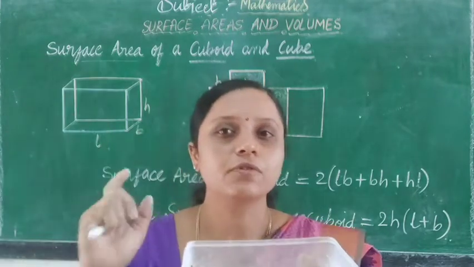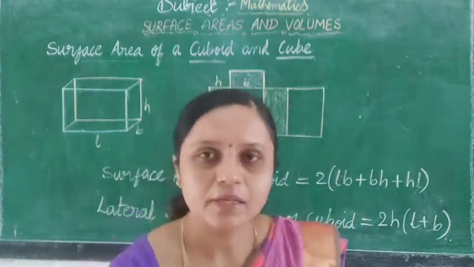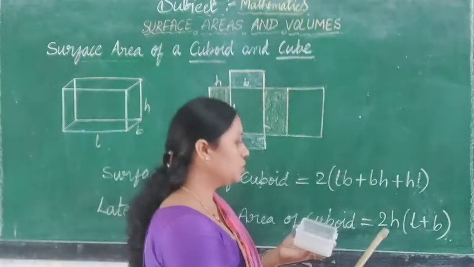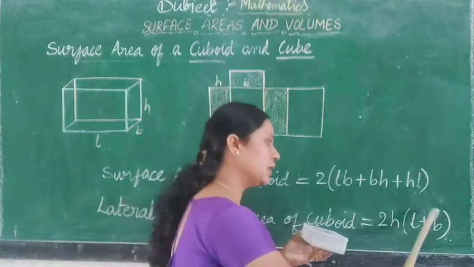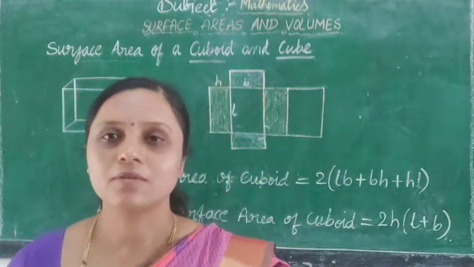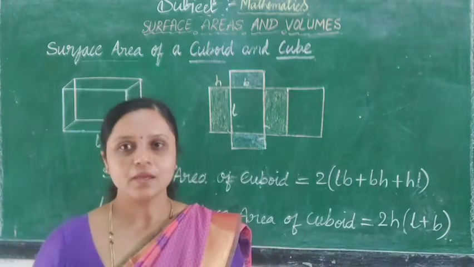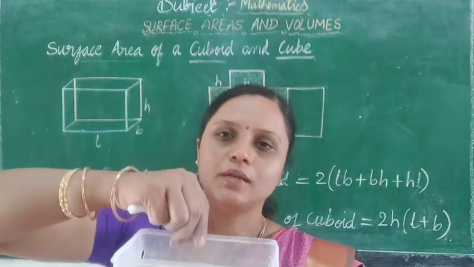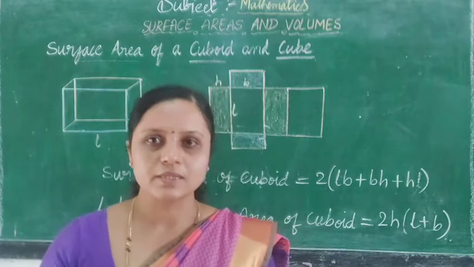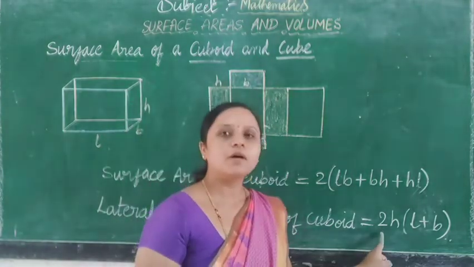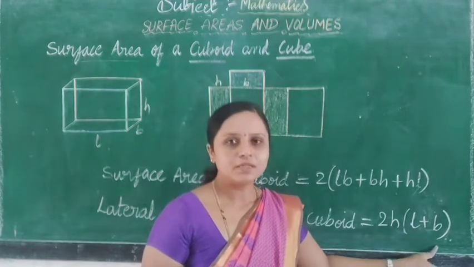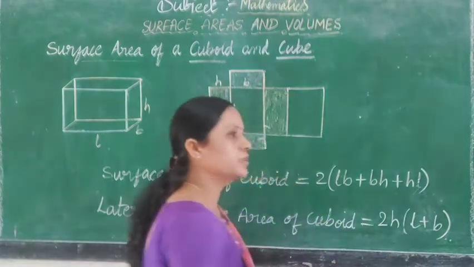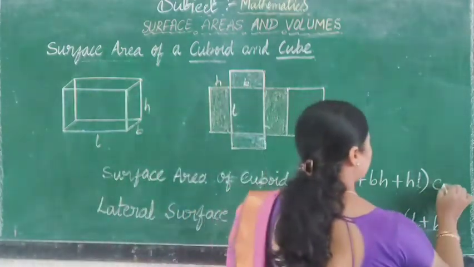How to find these 4 faces' area? Yes, here we also use one formula. The lateral surface area of a cuboid is equal to 2 times of h into L plus B. That is the formula of the lateral surface area of a cuboid. When we go to the lateral surface, we leave the bottom and top area, and only find the 4 faces. So the 4 faces' area will be 2 times of h into L plus B. The area can be measured using centimeter square, so write in centimeter square.